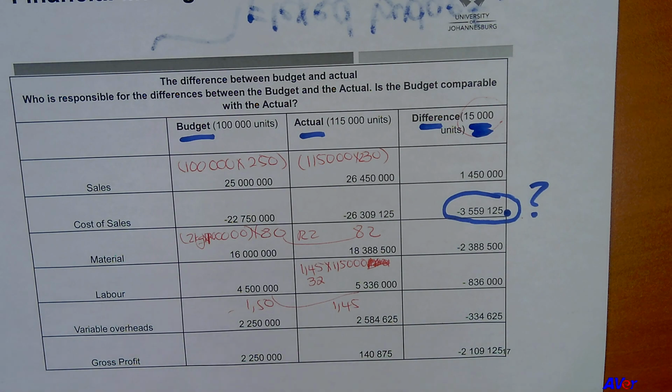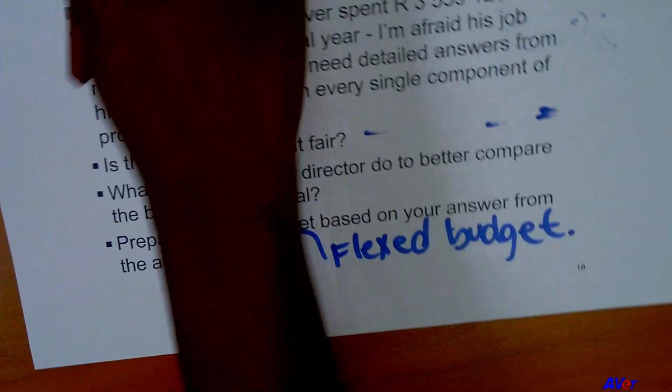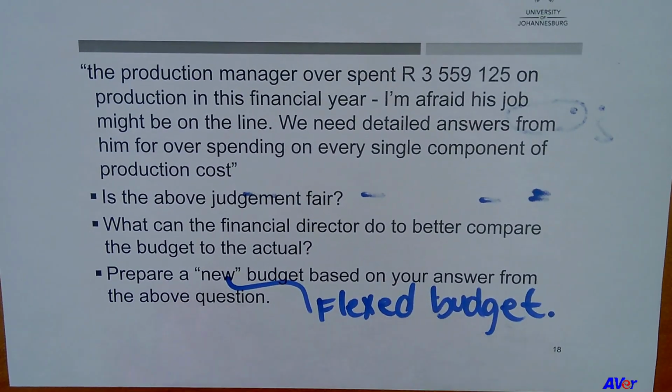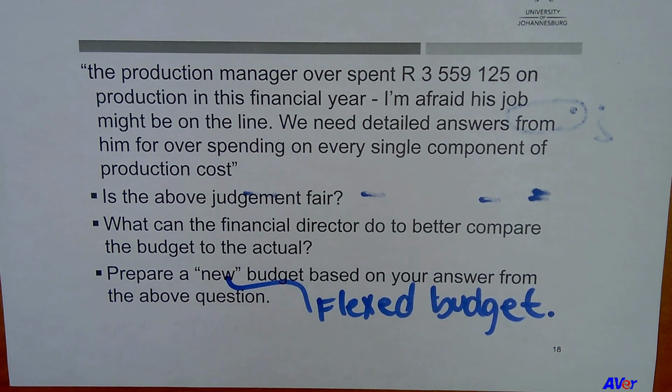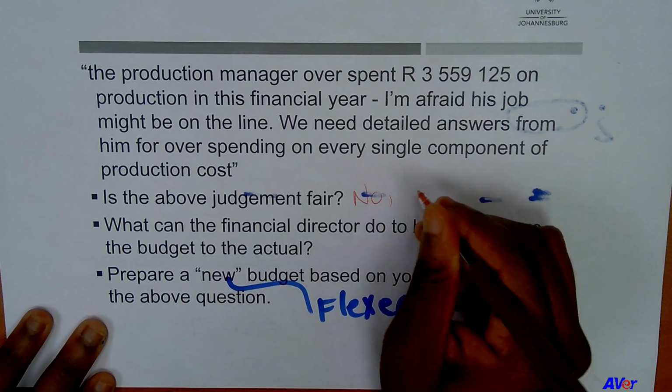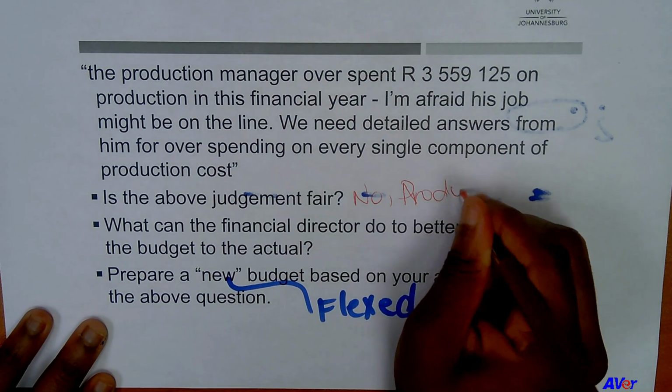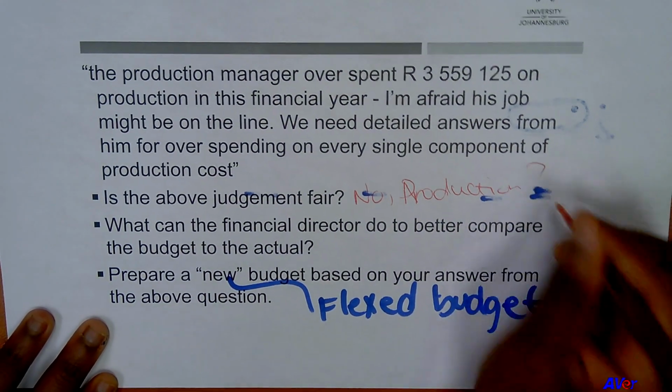And the labor hours from 1.50 hours to 1.45 affected only labor. But the 5,000 is an overall difference between what we budgeted and the actual. So if we come back here, is this judgment fair? Then the answer is no, because when you call him in to fire him, he can just say, well, I spent more because I produced more. Duh, that goes without saying. So no, it is not. Production was higher. So this is something that we have to take into account, right?